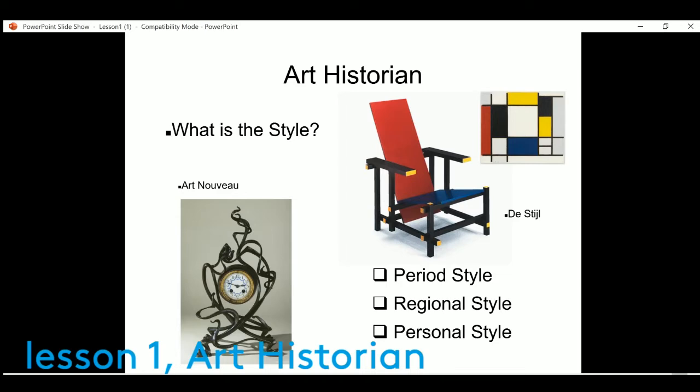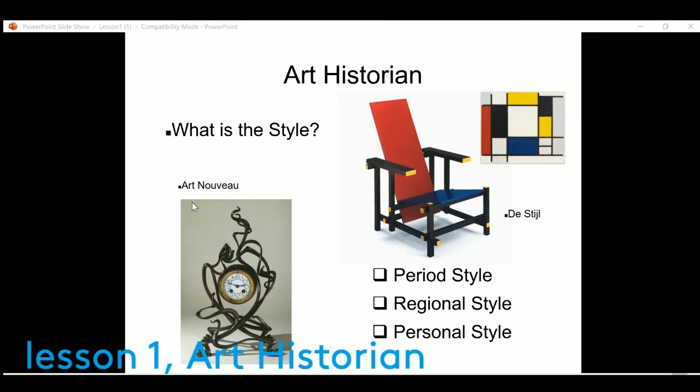So the style is something the art historian usually looks at when they discover an artifact or an art piece. The style is normally based on the period style. Period style means that at that particular time a style became very popular and everybody started to use it. So this is what we call period style.